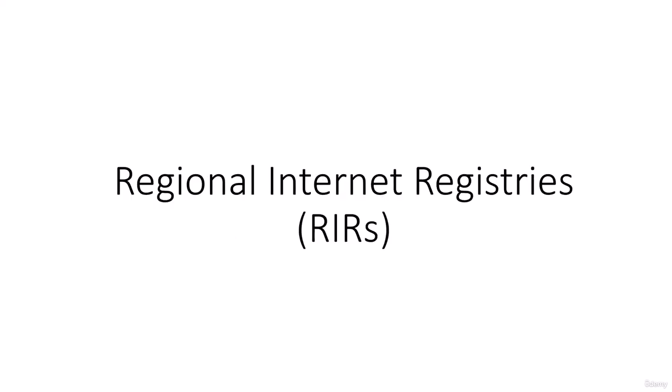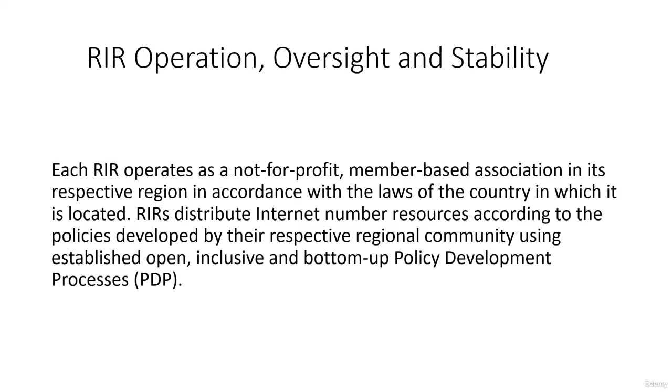Regional Internet Registries. There are 5 Regional Internet Registries in the world. An RIR manages, distributes and registers Internet number resources, which are IPv4 and IPv6 addresses, within its respective region. Each RIR operates as a not-for-profit, member-based association in its respective region in accordance with the law of the country in which it is located.